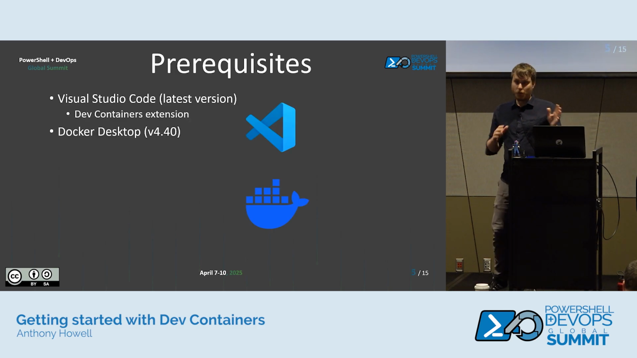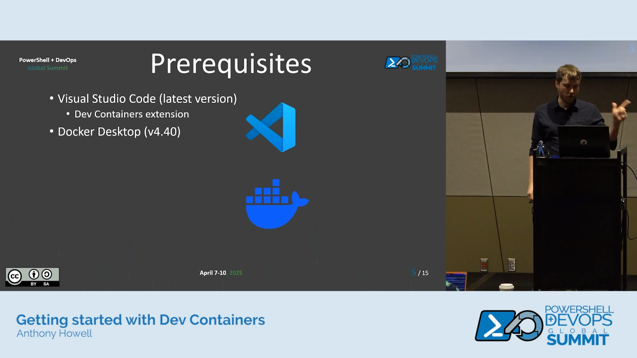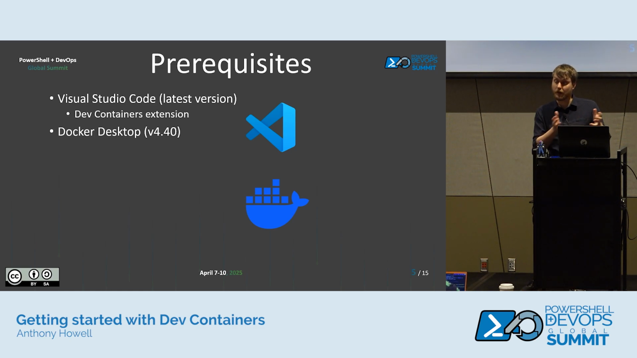So to follow along, if you want to, either now or in the recording, I'm just on Visual Studio Code. I'm using the latest version. I'm not sure how far back this would work, but it's got that auto updater. And I'm using Docker Desktop 4.40. You can probably use older versions again. I'm not sure how far back that goes.